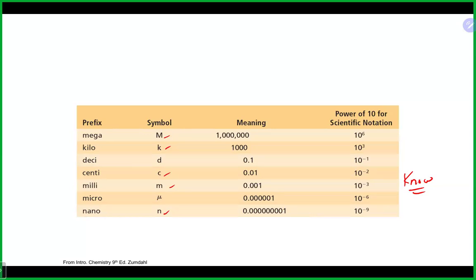Definitely micro is a very common one as well. Now, there's a couple of different ways that you could use these prefixes, and there's two meanings, as you can see there.